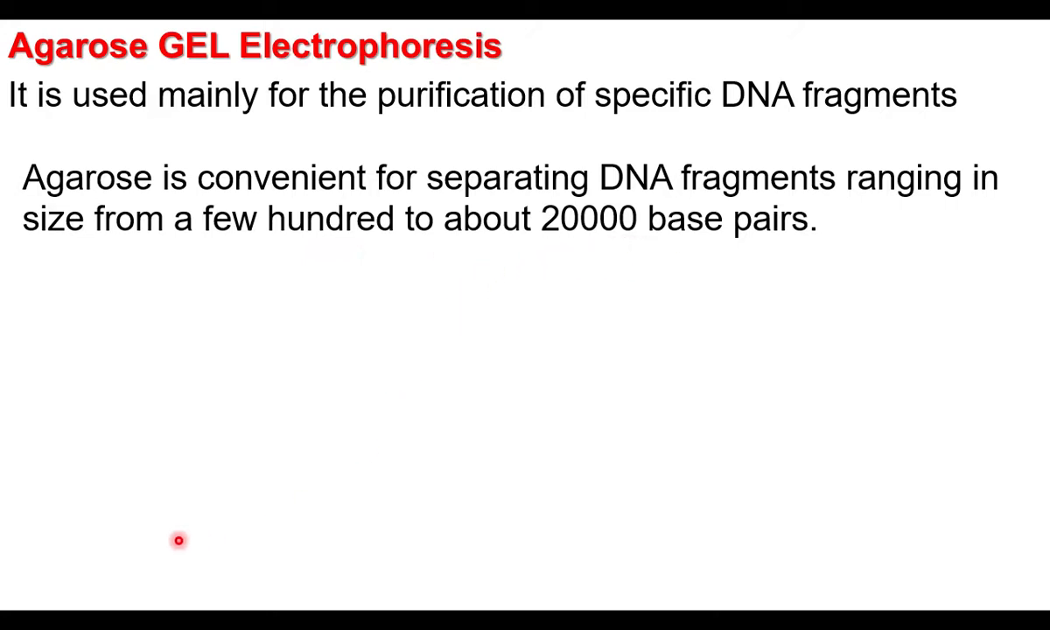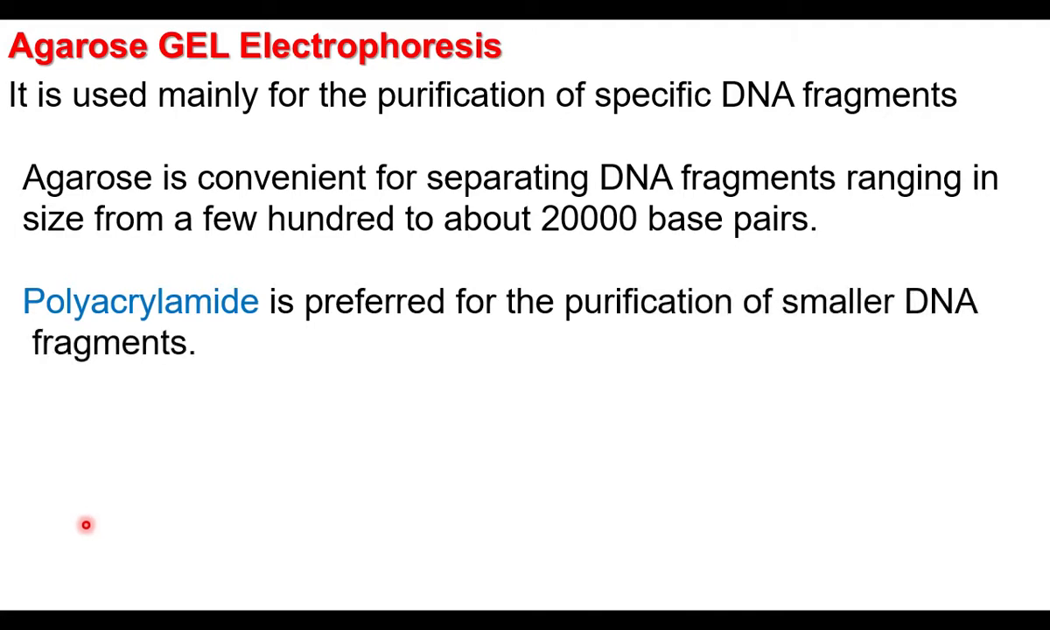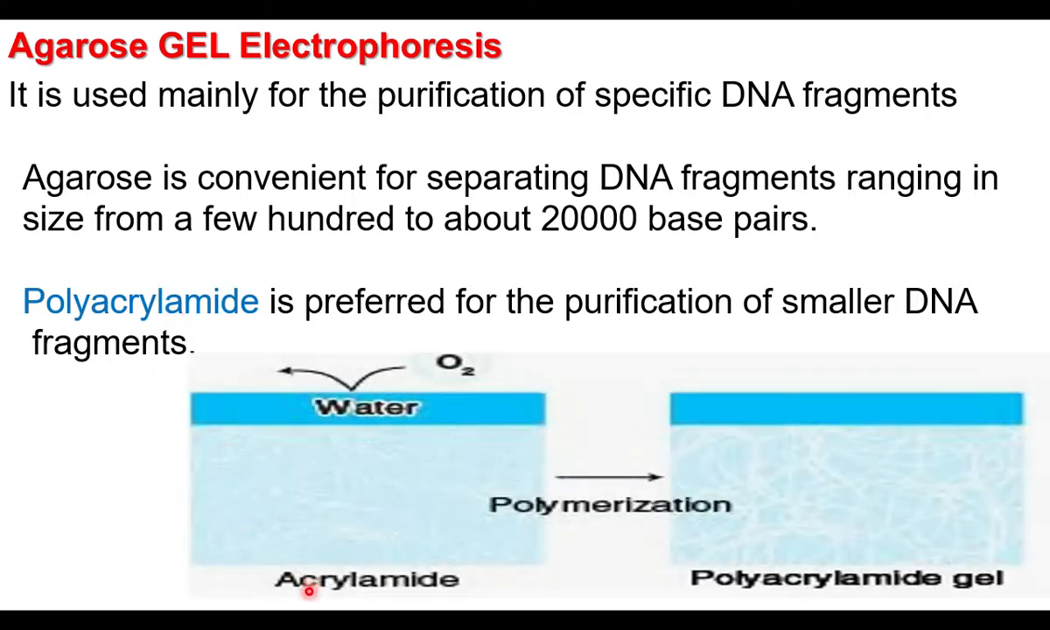For smaller DNA fragments, another gel is used. Polyacrylamide is preferred for the purification of smaller DNA fragments. It is a polymer. Acrylamide is a monomer. After polymerization, polyacrylamide gel is formed.